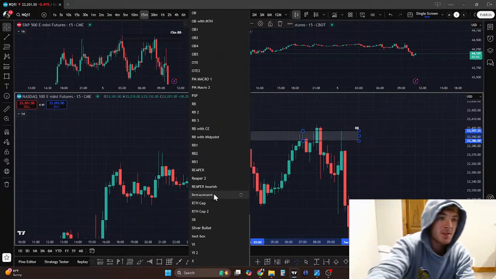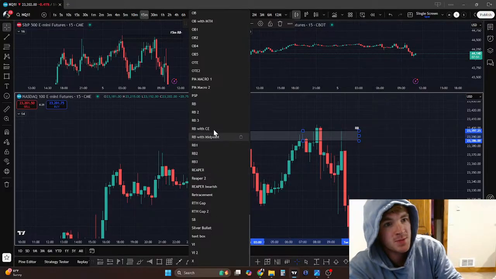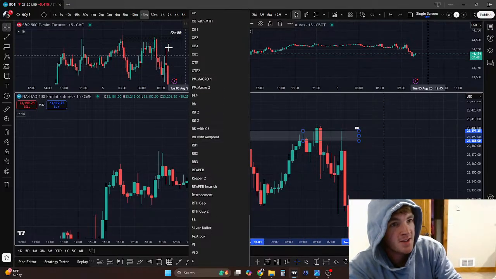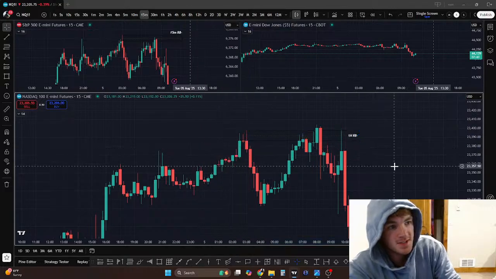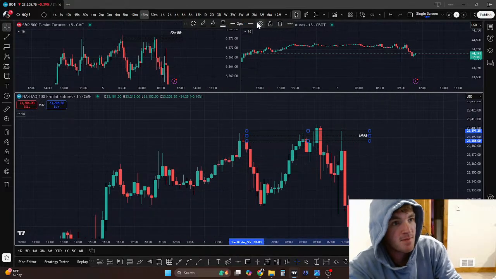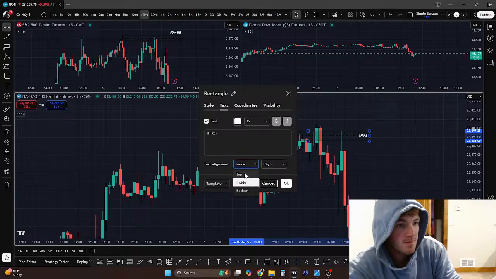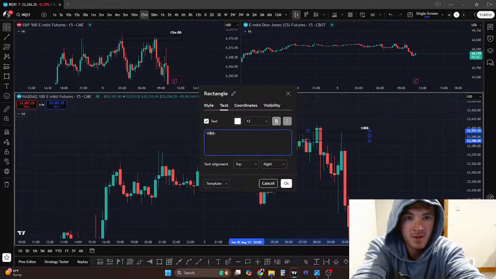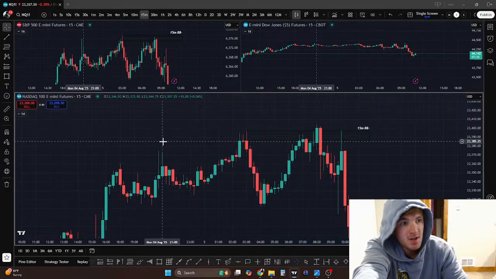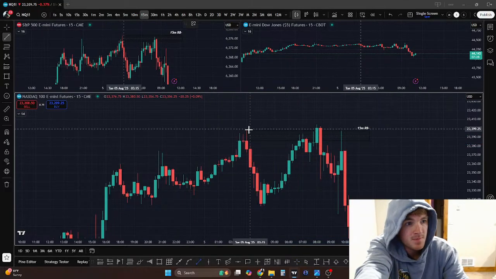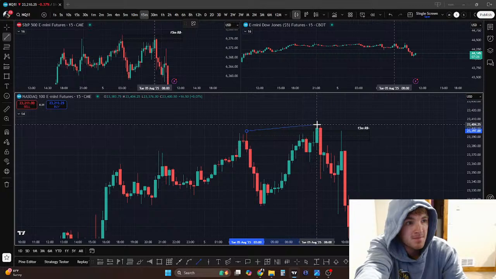So the Phoenix Mini is when instead of entering just on the rejection block, I enter at the midpoint, the consequent encroachment of the rejection block with the stop at the high. And that gives you twice as many take profits. And you can see that worked actually even better. But yeah, 15 minute rejection block, SMT. We obviously have AMD.